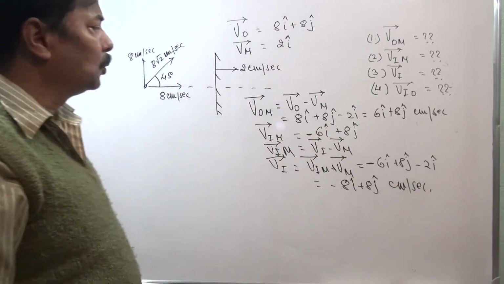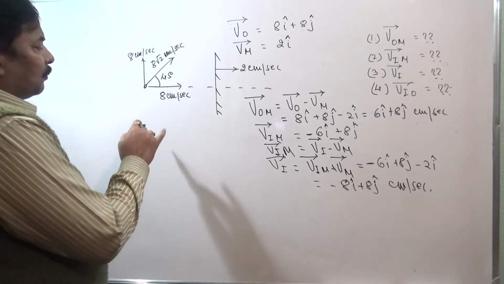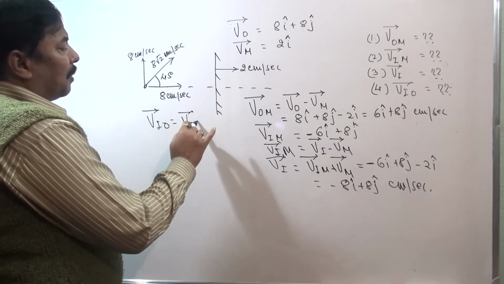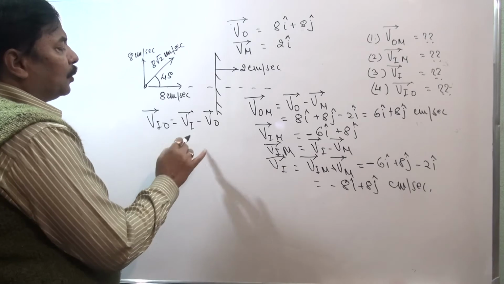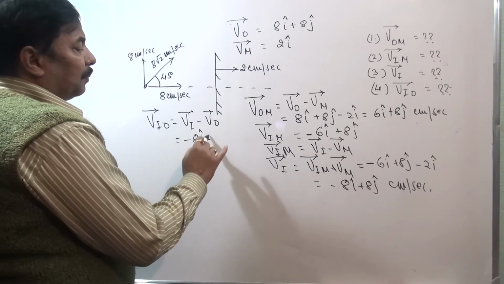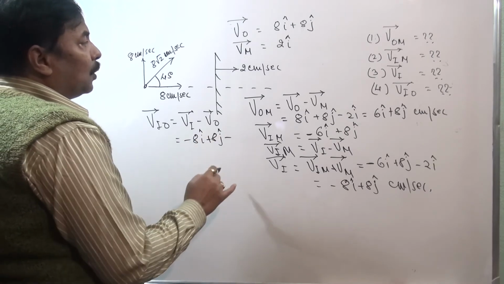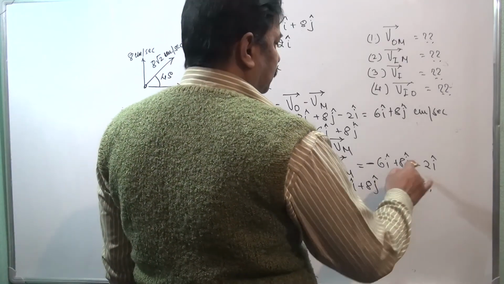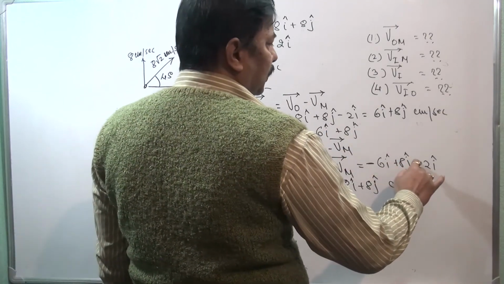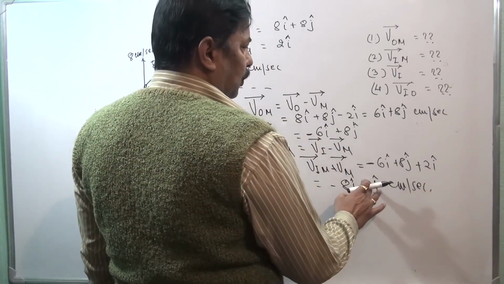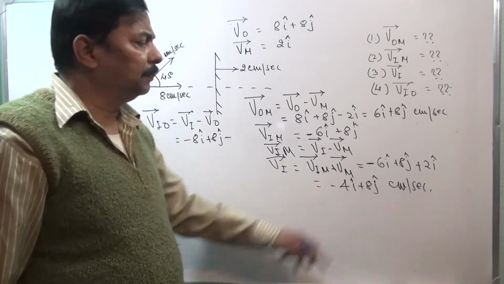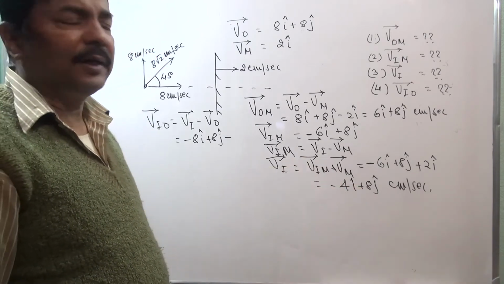If I want to ask VIO, then this value is VI minus VO, and VI you have calculated as minus 8i plus 8j, minus VO. Here it should be plus. VM is how much? VM is 2, so here it should be plus. So when it is plus, it is giving you minus 4i plus 8j. Calculation you will have to check very carefully.